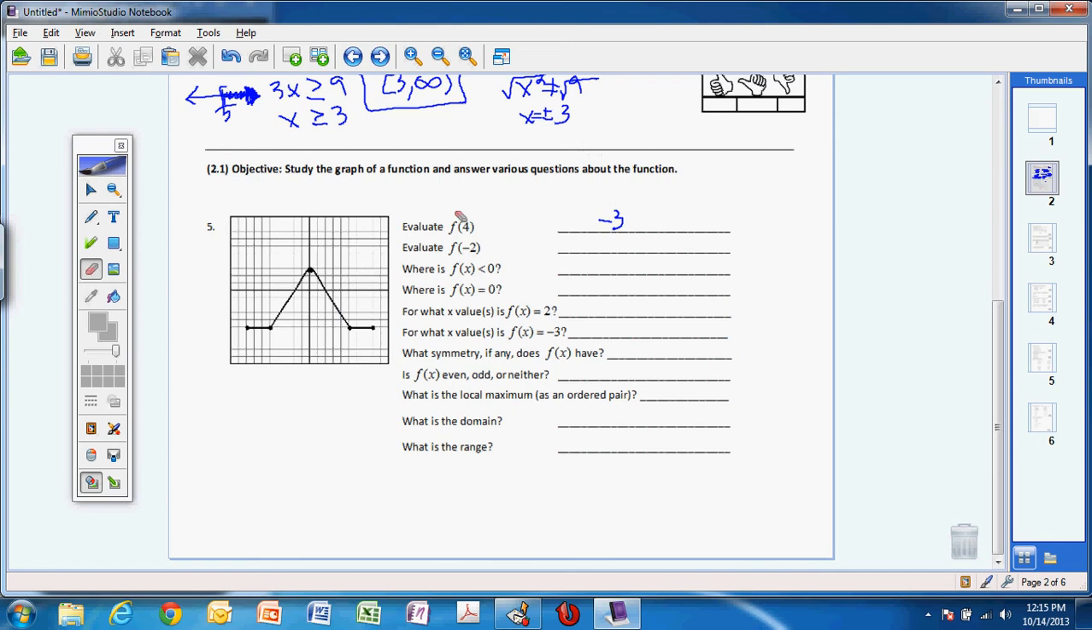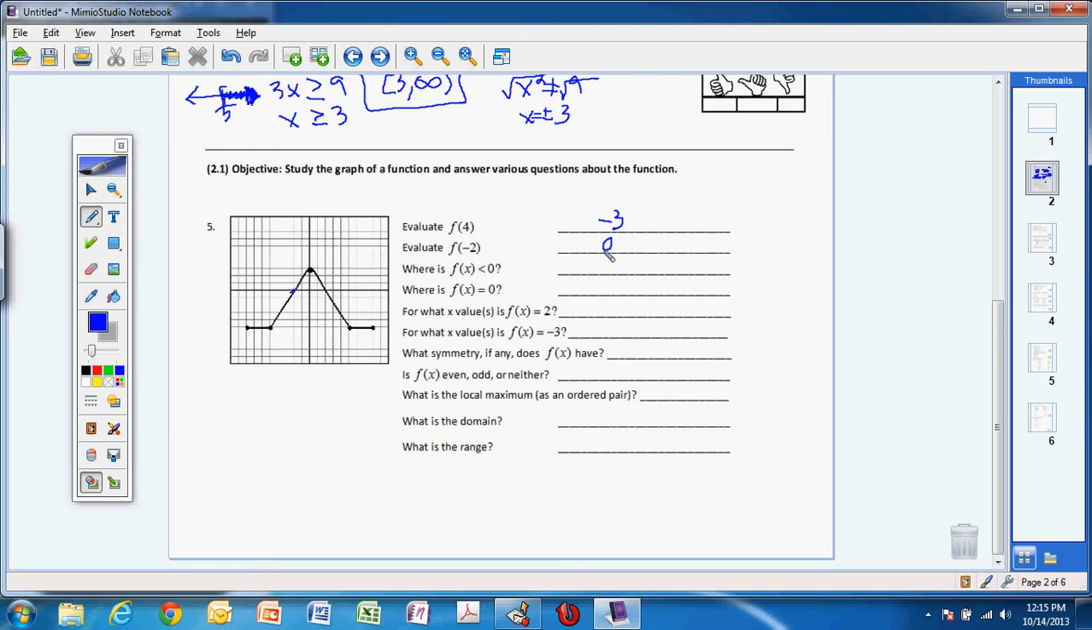So now, just like we found the value of the function when x is 4, now I want to find the value of the function when x is negative 2. So when x is negative 2, I'm going to go left 2. That's the point right there. And the y value on that is actually 0. So when x is negative 2, y is 0. That's all we have to do for those two.